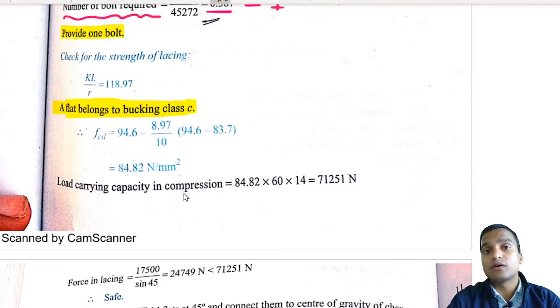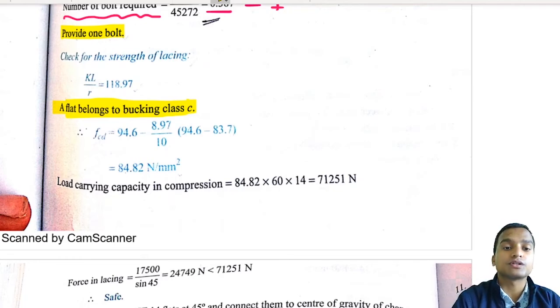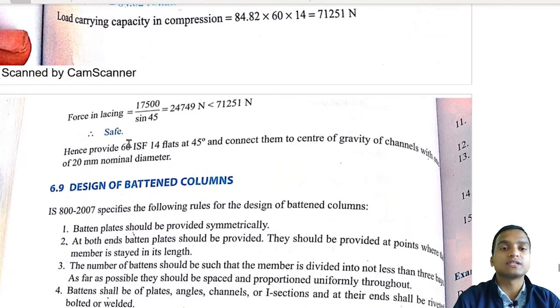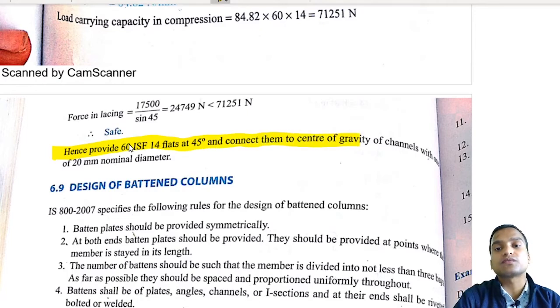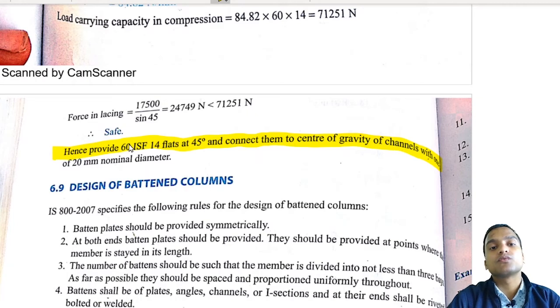Now area of flat is equal to 60 into 14 mm square, and we can calculate the load carrying capacity in compression is equal to 71,251 Newton. And if we calculate the force in lacing by trigonometry, it comes out to be 24,749, which is much less than the capacity of the lacing member. So that's why we are going to provide 60 ISF 14 flats at 45 degree and connect them to center of gravity of channels with one of the M20 bolts. Alright, so this is how we design laced columns.